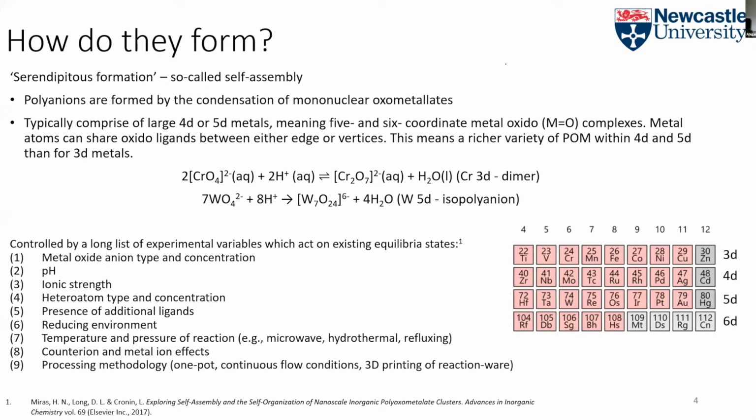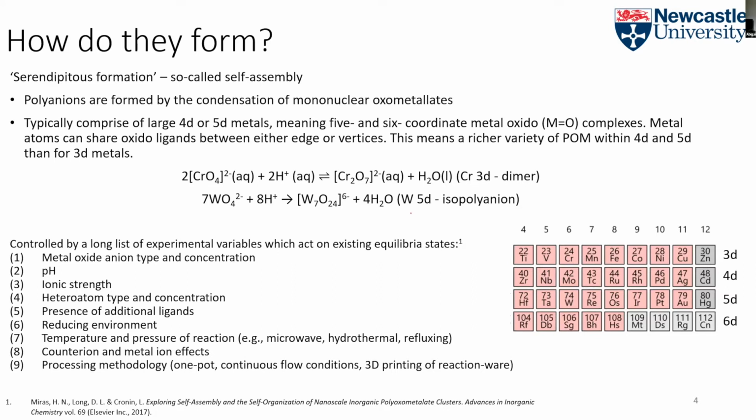And how do they form? I'll try and go through this quickly as it is a bit chemistry heavy. It's usually called serendipitous formation or self-assembly, which means you chuck a load of things in a vessel, let them mix, and then out you get POMs. That sounds quite simple, but it's not, believe me. Typically we use large group 4d or 5d metals, which means they can coordinate to a lot of different other metals, which means you get these polymeric structures, right?